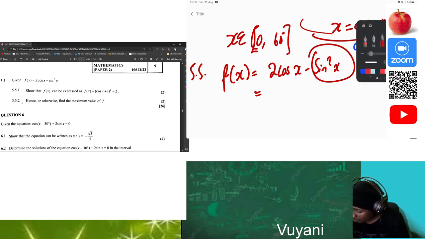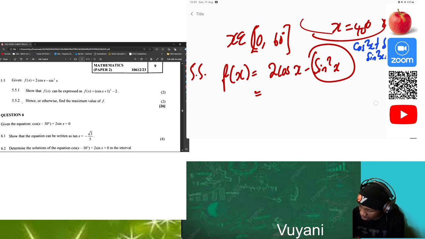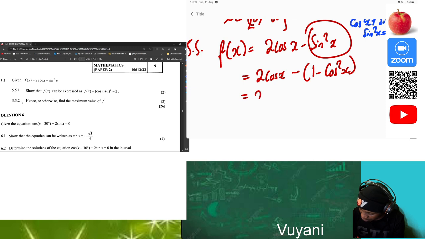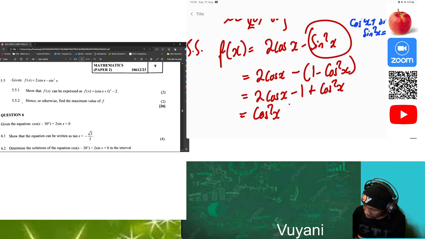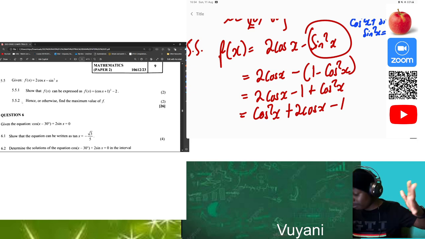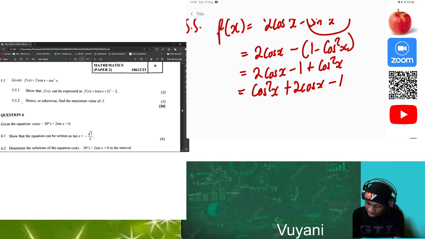So moving forward from that point, this will be equal to 2 cos of x minus, then of course that part we replace with 1 minus cos squared of x. Now this will be equal to 2 cos of x minus 1 plus cos squared of x, which is the same as cos squared of x plus 2 cos of x minus 1. Then we can see that this is just a normal quadratic expression which we can solve.